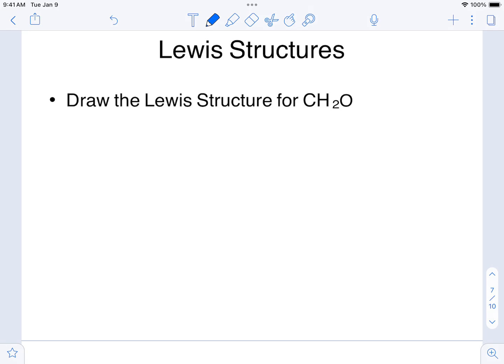So here we will run into one of our exceptions with rule number 5. So we have CH2O. It looks like here we have 12 electrons we're going to use. If C is present, again, put that in the center and kind of read left to right here.